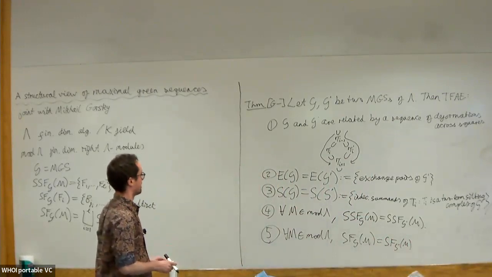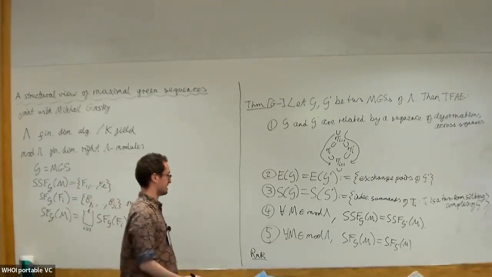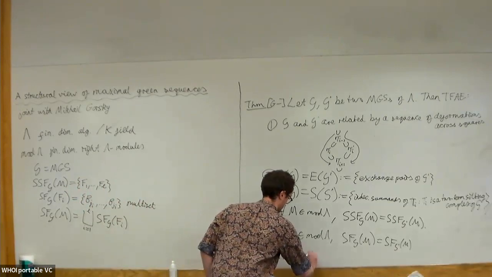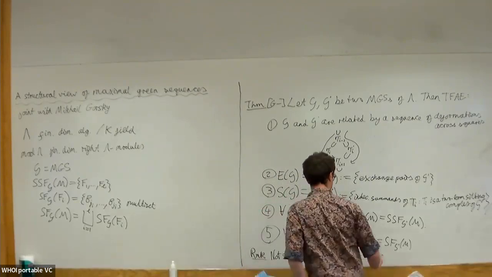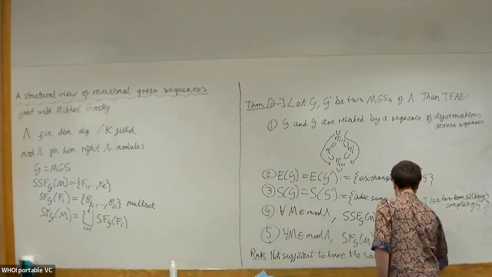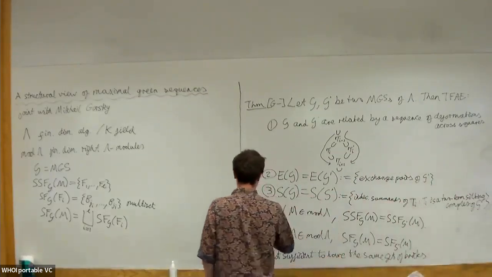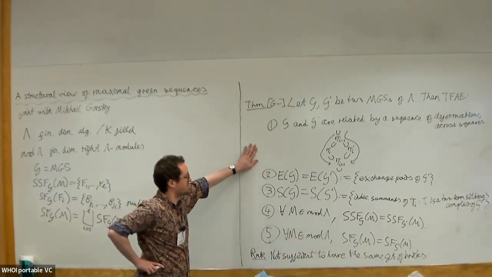So maybe just a remark before I comment on this theorem and think about what it says. It's not sufficient to have the same set of bricks. We know a maximal green sequence is given by a sequence of bricks, and obviously you can just look at the underlying set and say, well, if two maximal green sequences have the same underlying set of bricks, does that imply these conditions? And the answer is no. Maybe I'll go through the theorem a bit first.